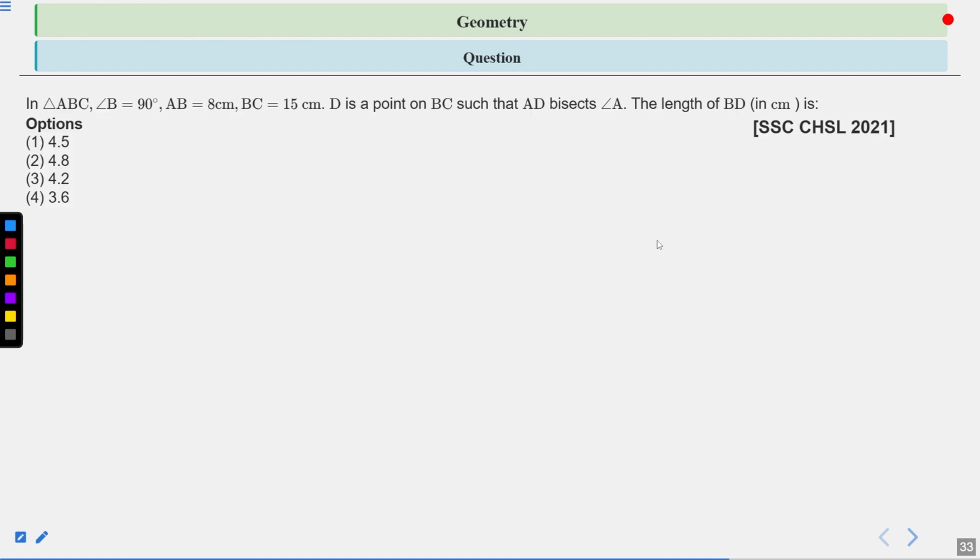In a triangle ABC, angle B is 90 degrees. AB is 8 centimeter, BC is 15 centimeter, D is a point on BC such that AD bisects angle A. We need to calculate the length of BD in centimeter. And this question was asked in SSC CHSL exam in 2021. So there are four options. First one is 4.5, second is 4.8, third one is 4.2, and fourth one is 3.6. Now you have 10 seconds to analyze the question. Your time starts now.